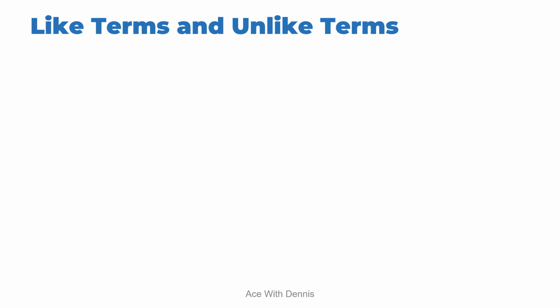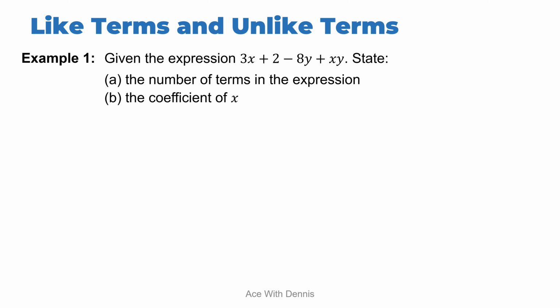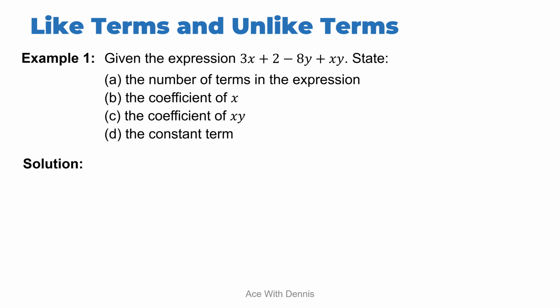Let's practice with example 1, which is related to the important terms that we have discussed in the previous slide. Given the expression 3x plus 2 minus 8y plus xy, state A. The number of terms in this expression. B. The coefficient of x. C. The coefficient of xy. D. The constant term.